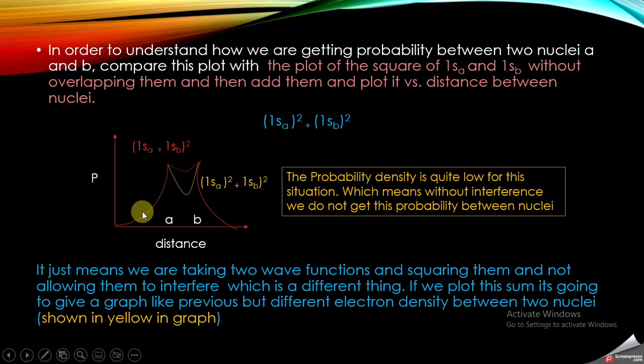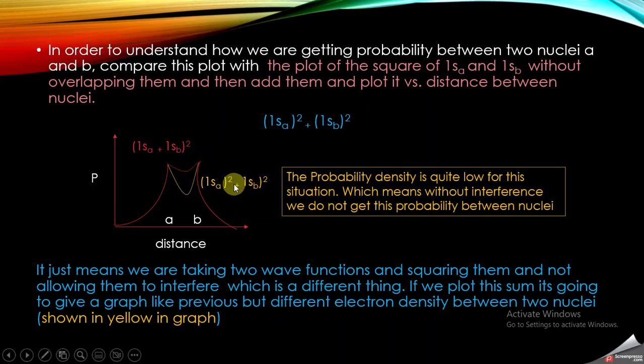Here you can see this red one is actually similar to the previous one. The only difference in this case is this yellow line. The probability density is the same around the nucleus and when we move away from the nucleus, but it is different between the nuclei. This yellow line is obtained when we did not allow any constructive interference to take place between 1sA and 1sB. So this yellow line represents the addition of the squares of the two atomic orbitals.